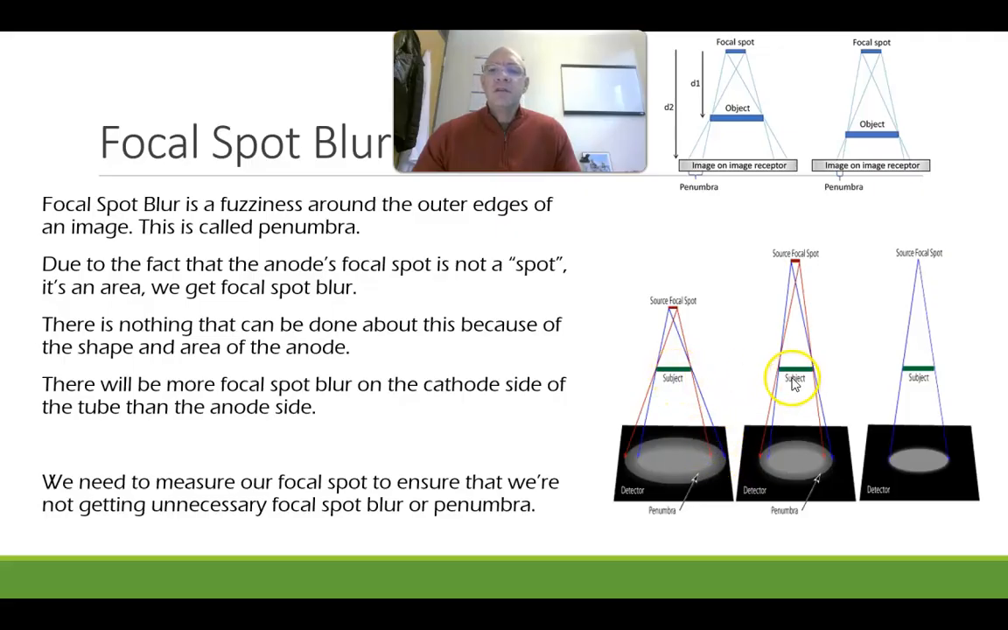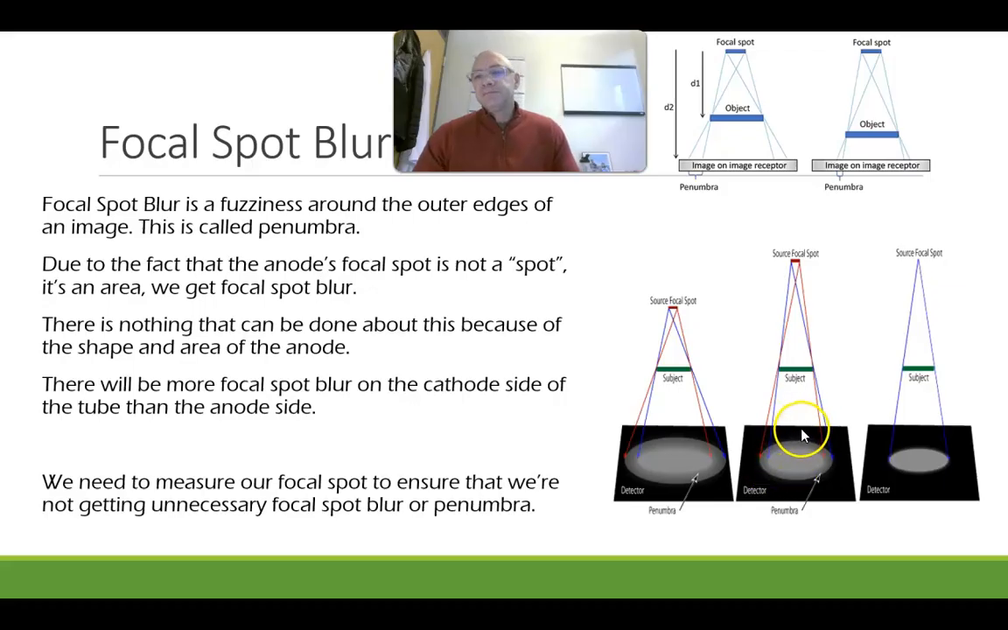This subject, or this object, I don't know why they call it a subject, but let's say the object here. It's in the same spot, but I've pulled my X-ray tube back. So now the angle to reach the plate isn't quite as dramatic, and so therefore I get a little bit less penumbra. So if I could bring back my SID or increase my SID, I'm going to get less blurring.